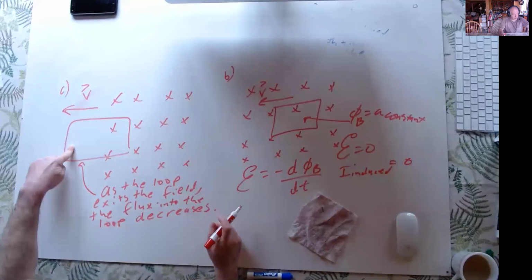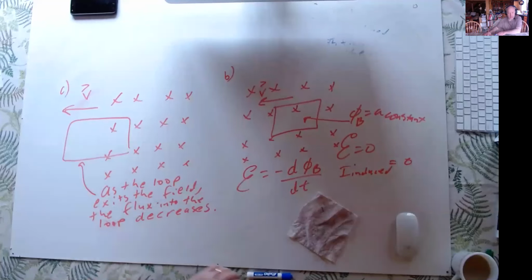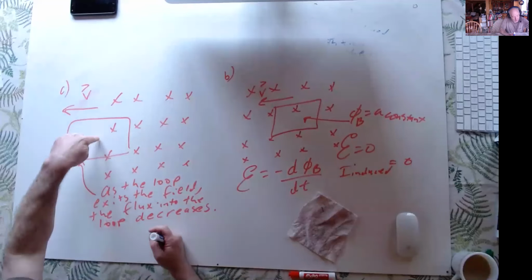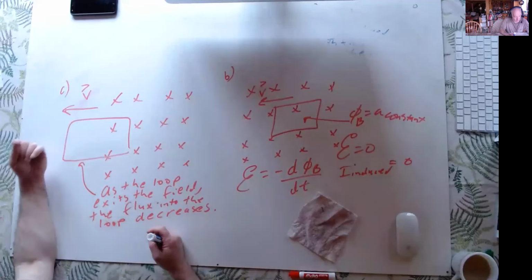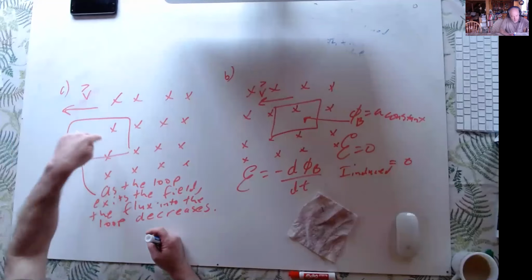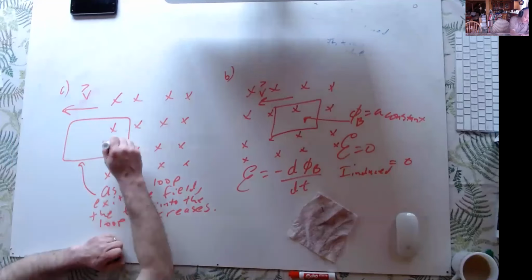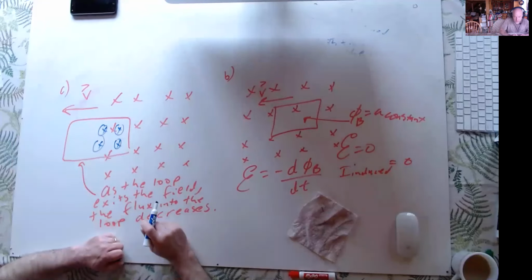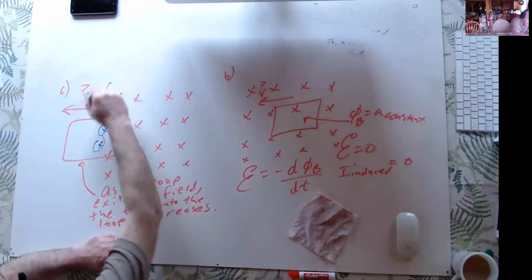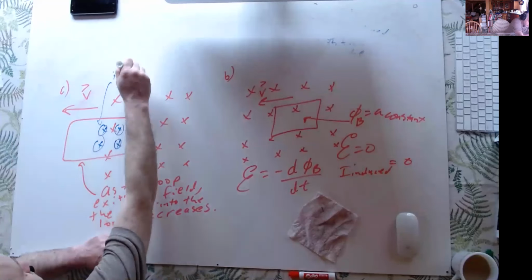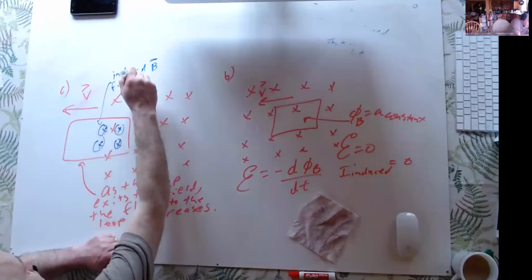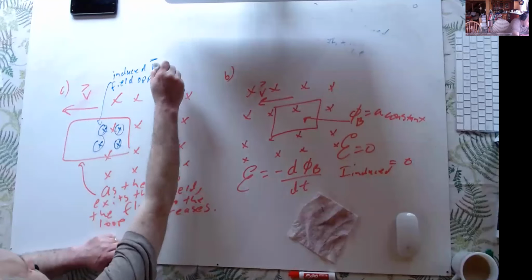So what does this loop have to do? This loop here has to create its own magnetic field going in the same direction to bring that flux back up to what it was. So the flux going in is getting weaker. How can this prevent that change? Again, you're always opposing the change. As the change is getting weaker in this direction, it has to create its own B field going in the same direction. So this is the induced B field opposing the decreasing flux.